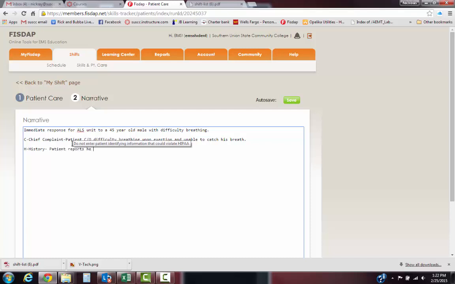Patient reports he was outside cutting grass when he suddenly became short of breath. States he has been unable to catch his breath for approximately 1 hour. Patient has a past medical history of COPD and asthma.